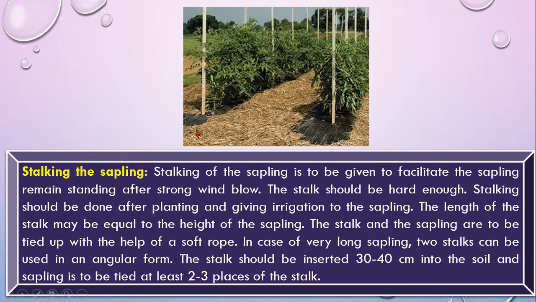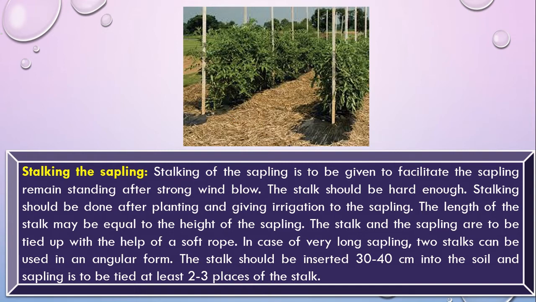Now start the intercultural operation. The first one is staking the saplings. If you have a look at the figure, here is the plant and here are the white bamboo sticks. This is called staking. When we plant the plant, sometimes it may fall down if there is a little bit of wind or a sunny day or a little rainfall. That is why we put a stake, which may be an iron rod or a bamboo stick.